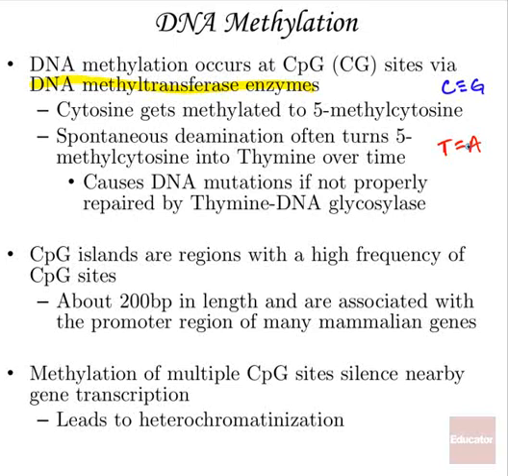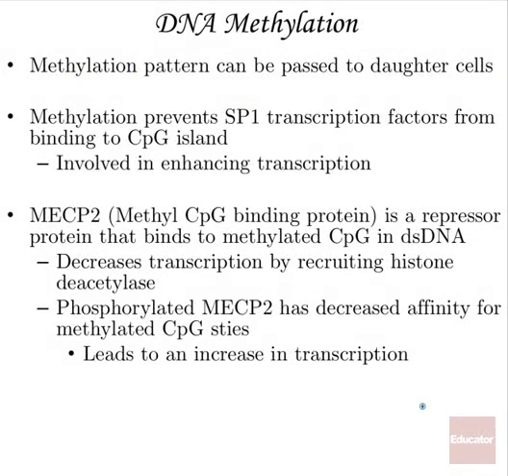And methylation of many of these CpG sites will silence gene transcription, okay, leading to heterochromatinization, the formation of heterochromatin. Now, the methylation pattern, as I've talked about before, can be passed on to daughter cells, and this methylation will prevent the binding of a transcription factor called SP1 to these CpG islands. And the binding of SP1 is part of transcriptional enhancement, okay?